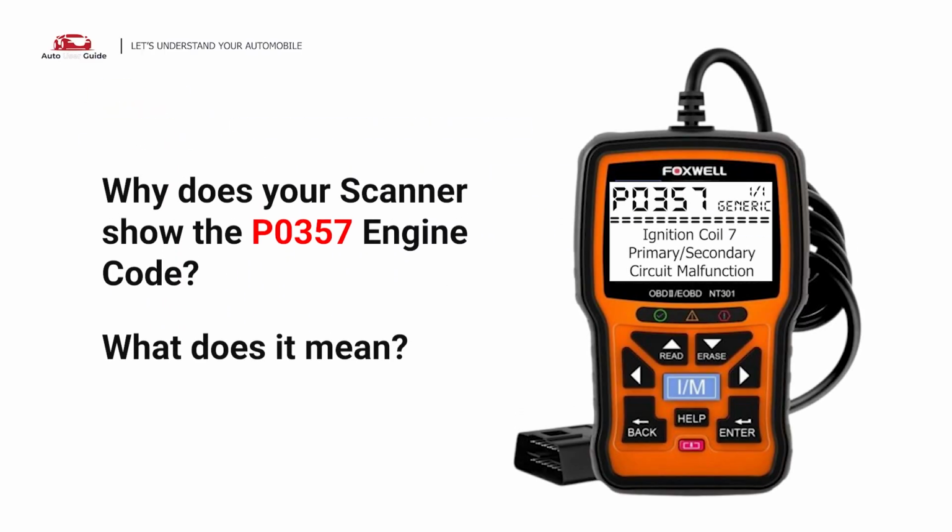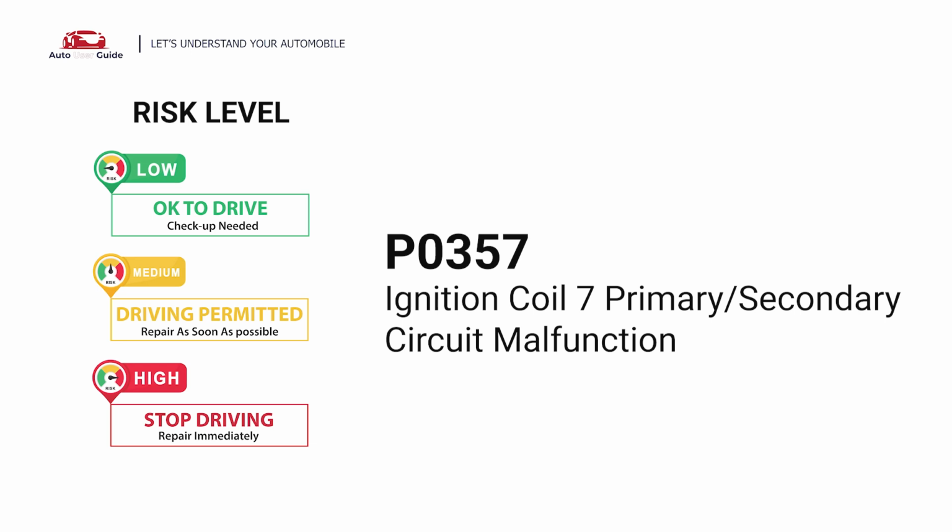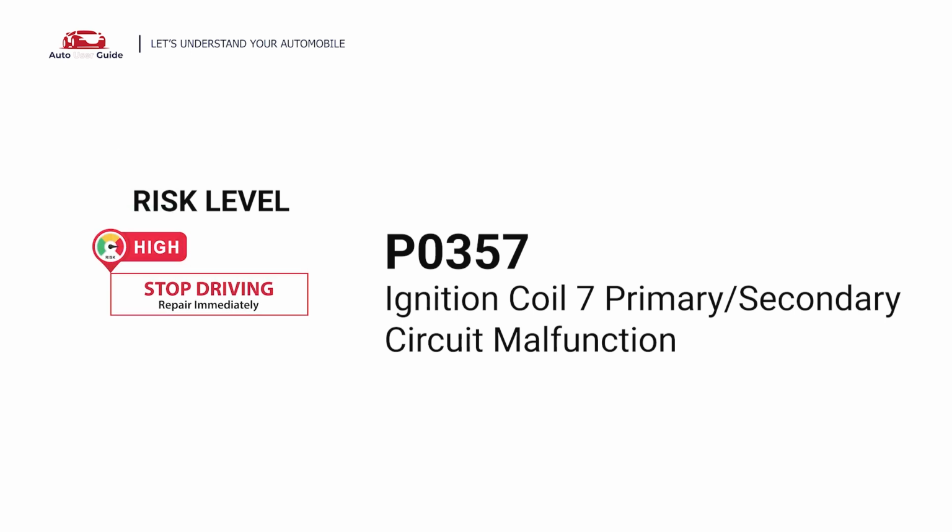Why does your scanner show the P0357 engine code? What does it mean? P0357 is a diagnostic trouble code for ignition coil 7, primary or secondary circuit malfunction.